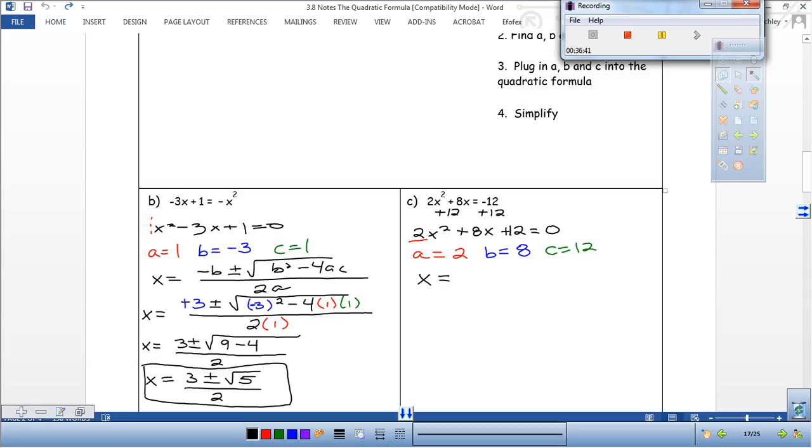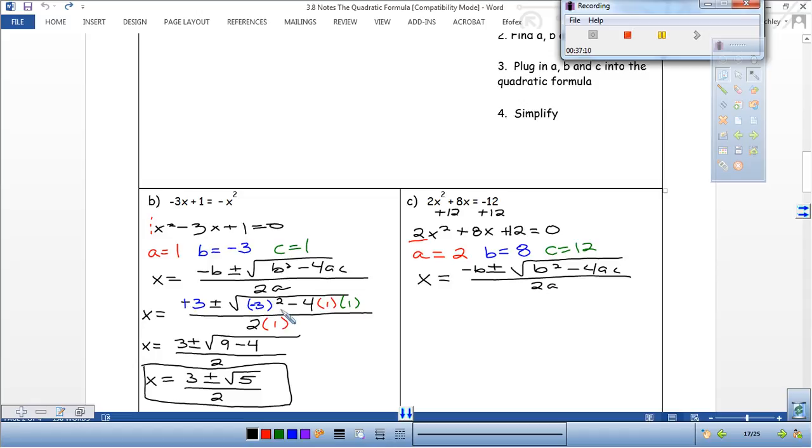Ready? X equals -b plus or minus square root b squared minus 4ac all over 2a. Okay, x equals -b plus or minus my square root b squared minus 4ac all over 2a.